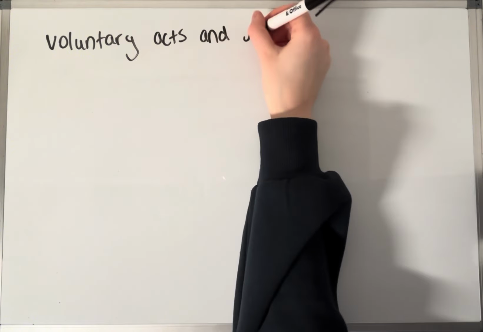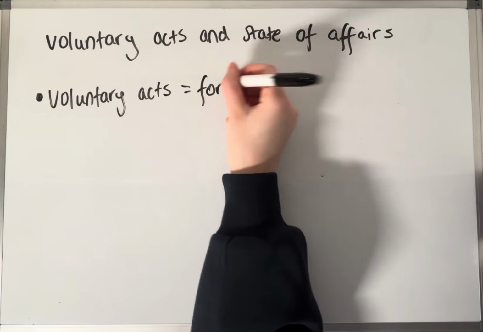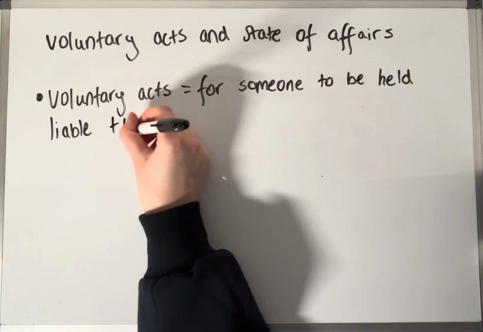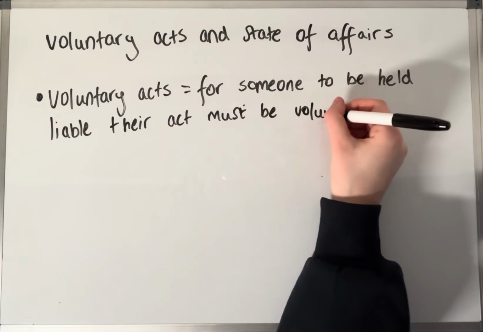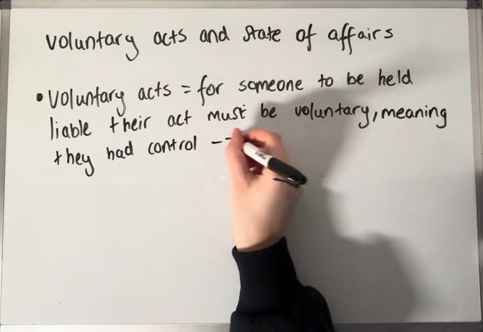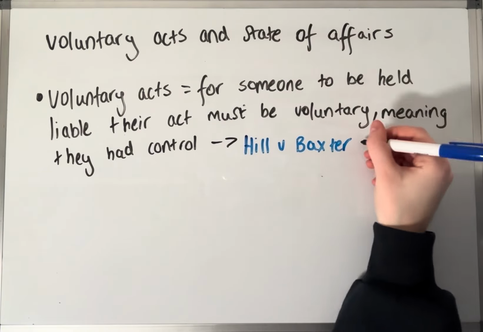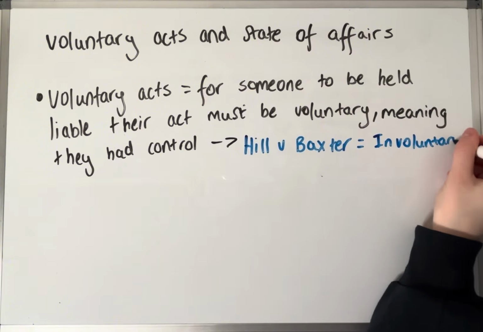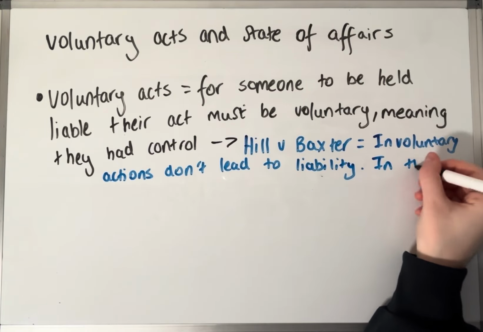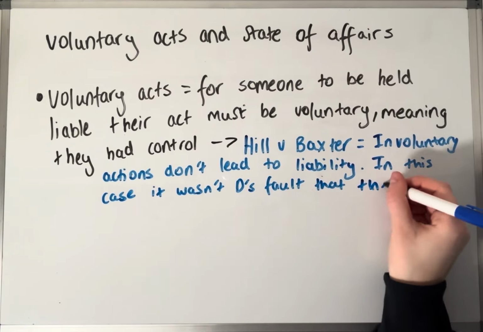We have voluntary acts and state of affairs. So voluntary acts: for someone to be held liable, their acts must be voluntary, so that means that they were in full control. A good case for this is Hill v Baxter. The court held that involuntary actions do not lead to liability. And in this case, it wasn't the defendant's fault that they got attacked by bees, causing an accident.